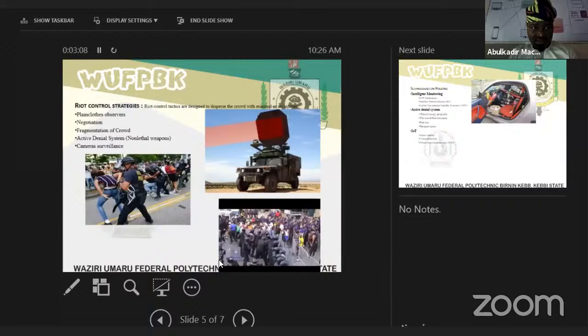We have plainclothes observers, and some access denial systems, where non-lethal weapons are used, like some of the shocking rays, which are painful to the human body, to the extent that it allows people to disperse or run away. At the same time, we have plainclothes observers. This is like the intelligence department of the security, where security disguise as if they are part of the protest, and they are able to snap the perpetrators. They were using ICT gadgets like GSM phones to snap the perpetrators.